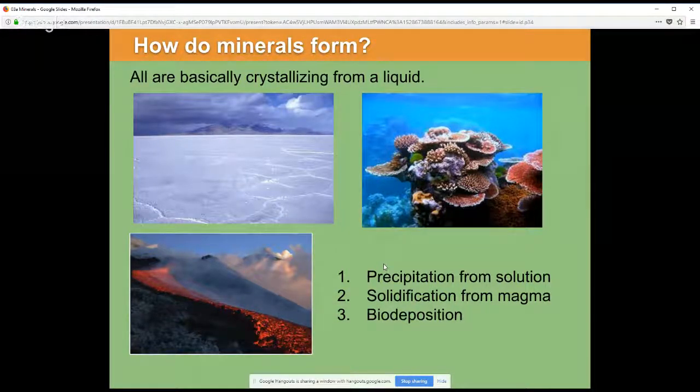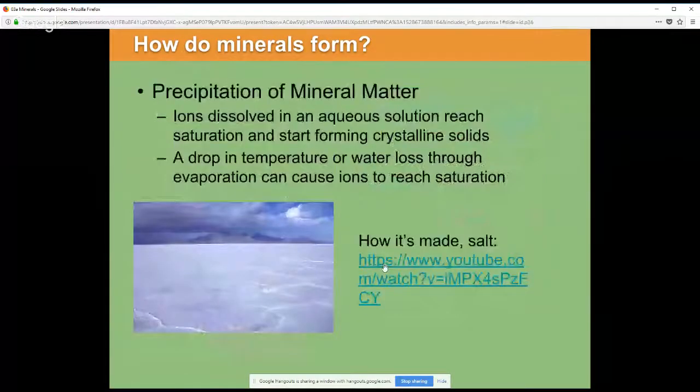In many cases it's water, but it can also be magma. And you have tiny atoms rearranging ions, rearranging themselves and grouping together and bonding together to form these crystals, these mineral crystals.